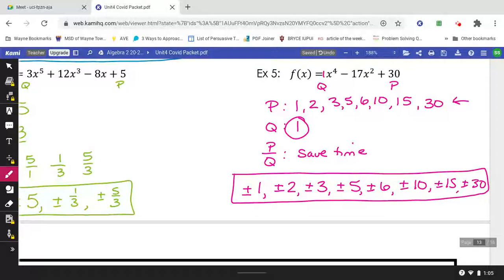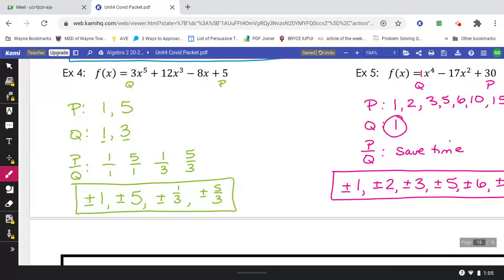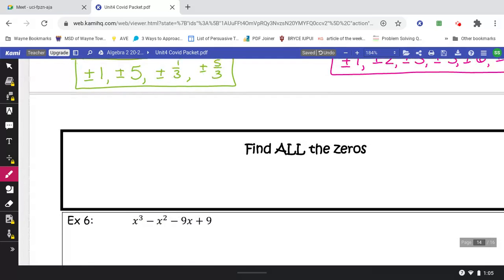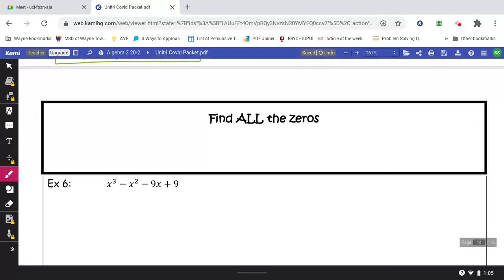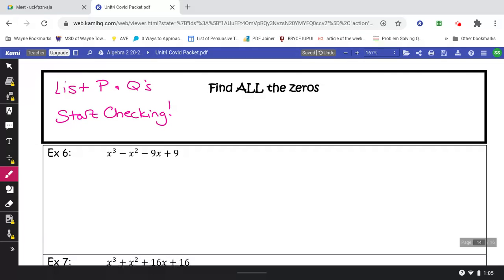All right, now that we have found our list of possible answers, now it's time to actually decide which of them are answers. So our goal on the backside is going to be to find all the zeros. First thing you want to do, list the P's and Q's. And then after that, we're just going to start checking. When we start checking, we know a lot of times the answer is not going to be correct, and that's okay. We just move on to the next possible answer.